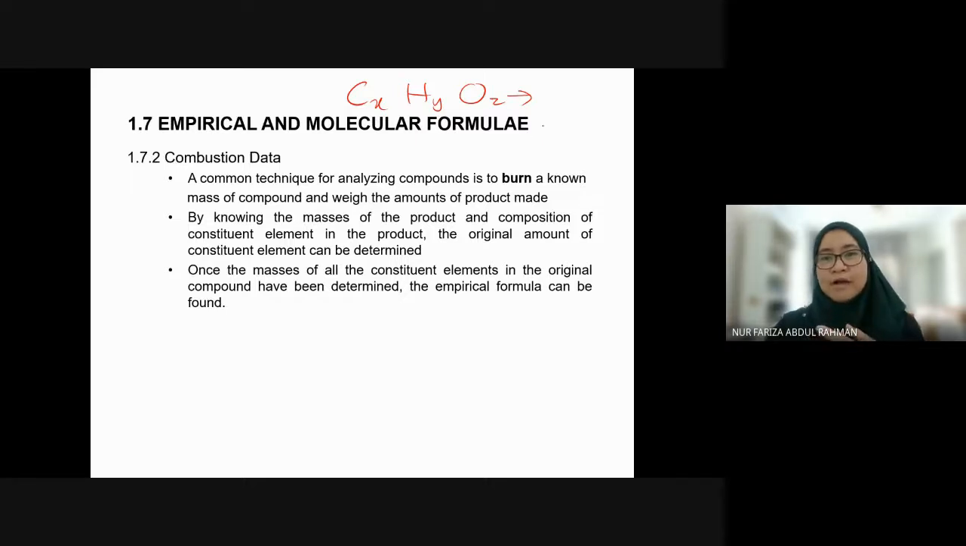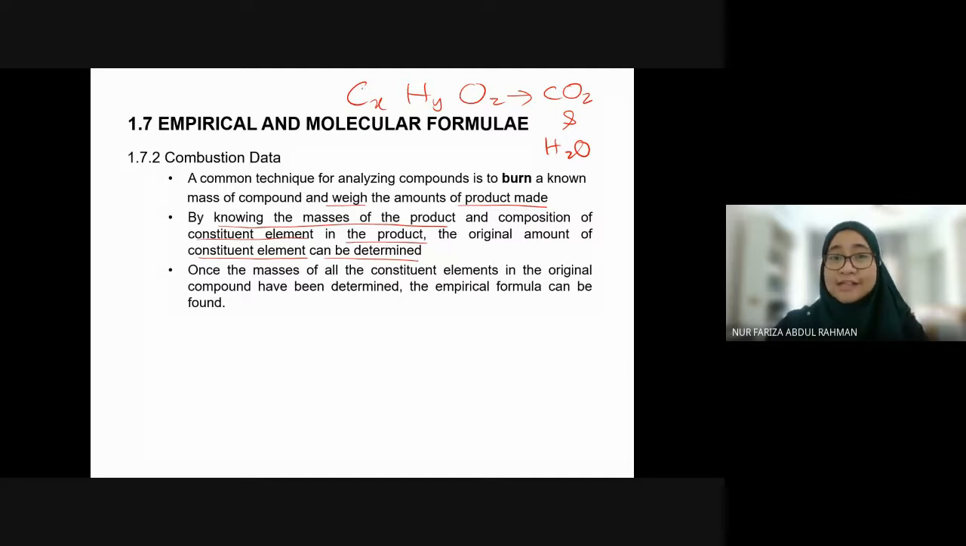From the product, we will weigh it to get the mass of the product. That is what it means by weighing the amount of product made. By knowing the masses of the product and the composition of the constituent elements in the product, the original amount of constituent elements can be determined. When we burn this compound, normally it will produce CO2 and H2O.